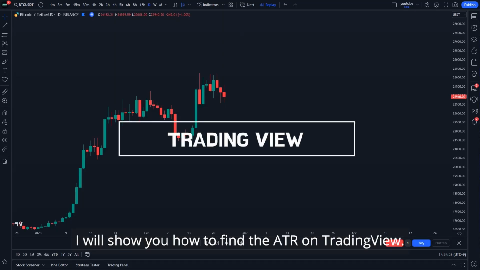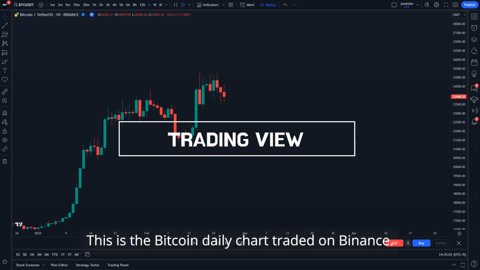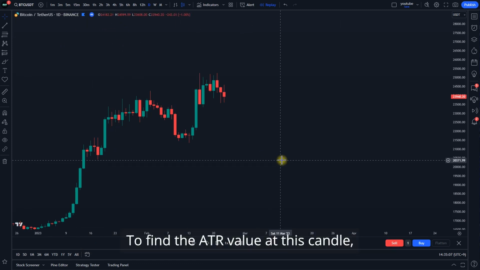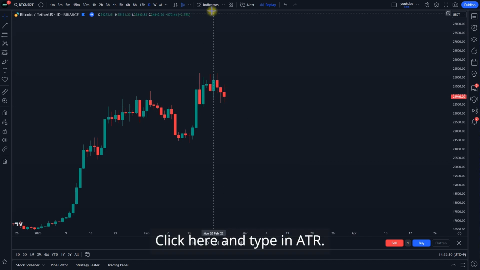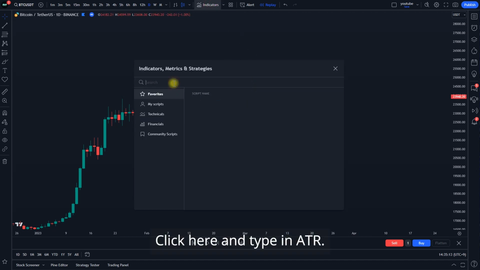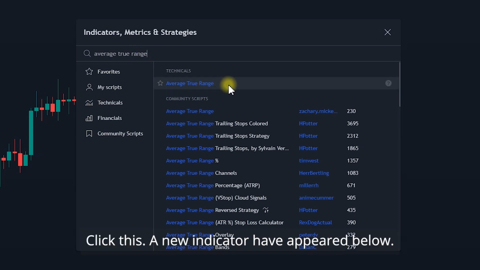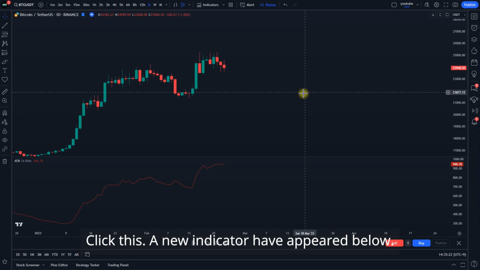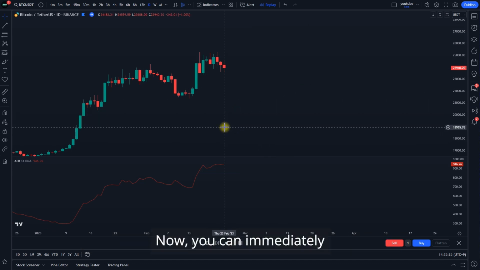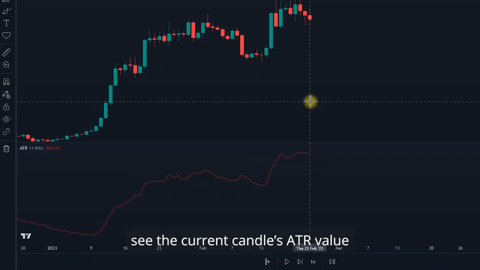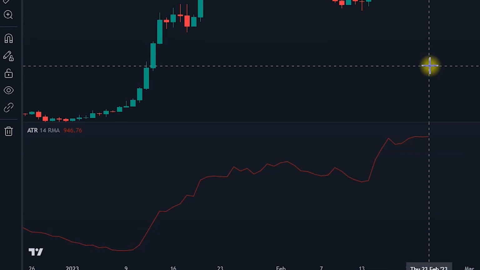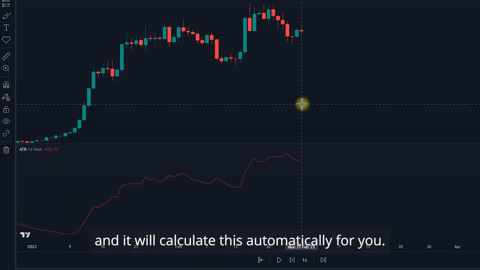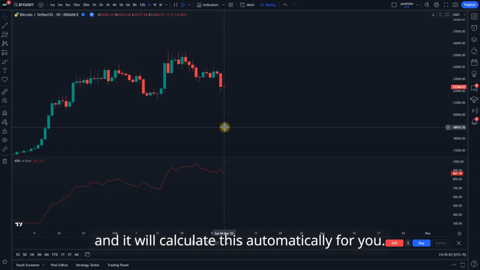I will show you how to find the ATR on TradingView. This is the Bitcoin daily chart traded on Binance. To find the ATR value at this candle, click here and type average true range. Click this. An ATR indicator has appeared below. Now, you can immediately see the current candle's ATR value by checking this indicator. The ATR value will update as the candle moves and it will calculate this automatically for you.